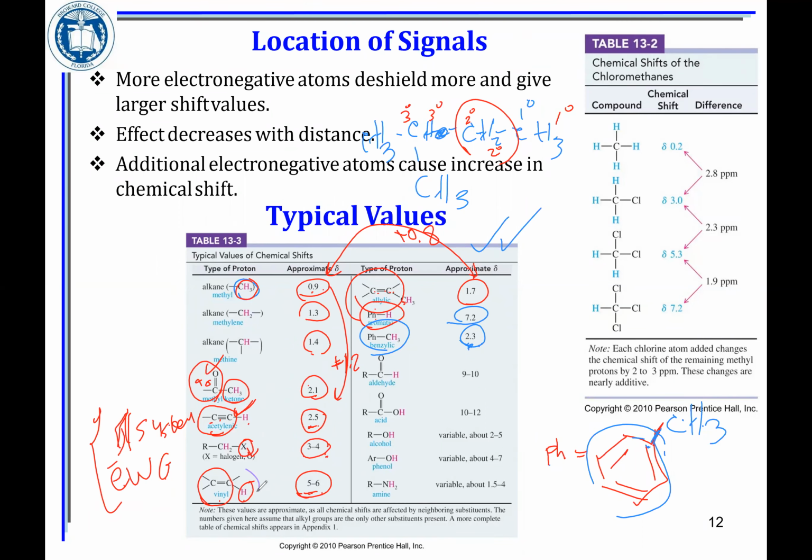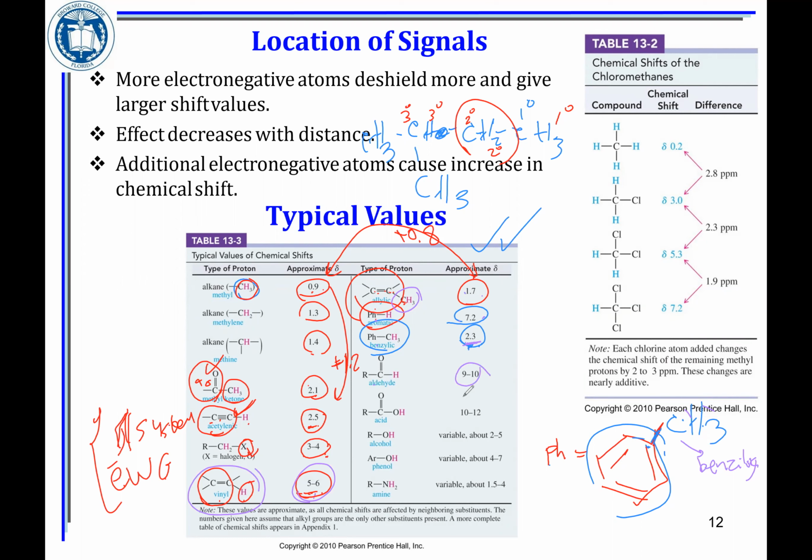If hydrogen is directly on the carbon-carbon double bond, which is the vinyl group, it appears between 5 and 6. If it's indirectly, 1.7. Directly, 7.2. Indirectly, 2.3. This type of hydrogen is known as the benzylic hydrogen. So we have the benzyl group, okay? Benzyl group.